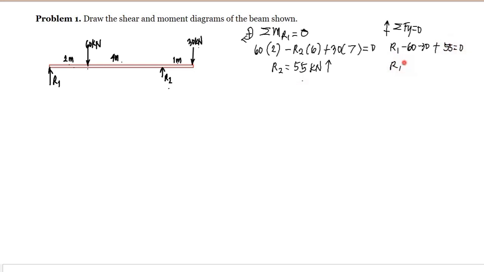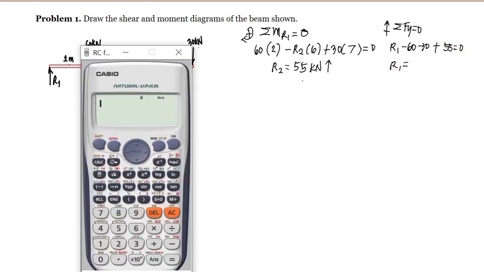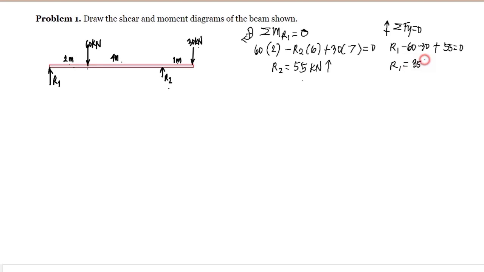So solving for the value of R1, we have R1, so that's x, minus 60 and 30, so that's 90, plus 55. This is equal to 0. Shift solve equals, and we have 35 kilonewton. Since the answer is positive, meaning the assumption for R1, which is directed upward, is correct. So since we already know the value of R2 and R1, let's proceed to the computation.